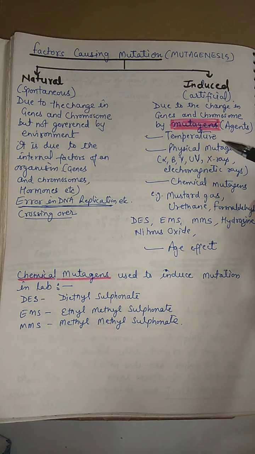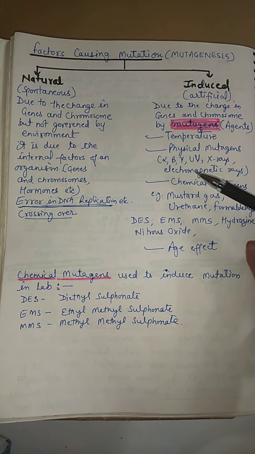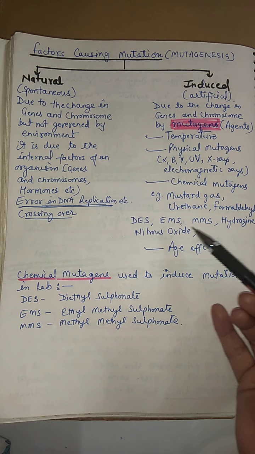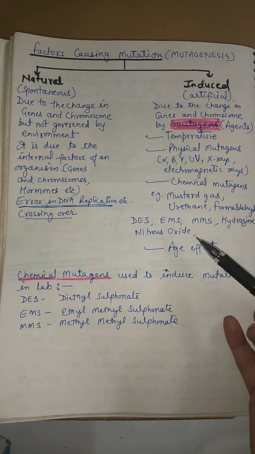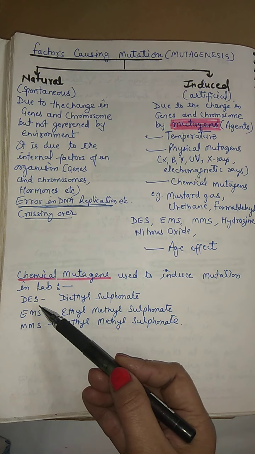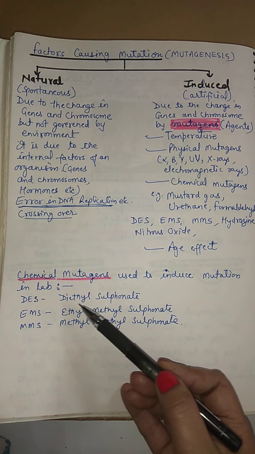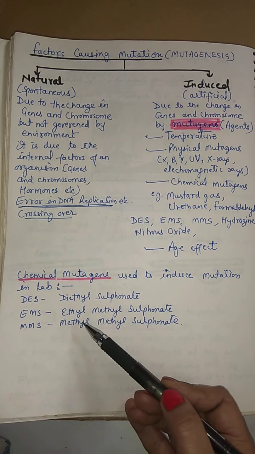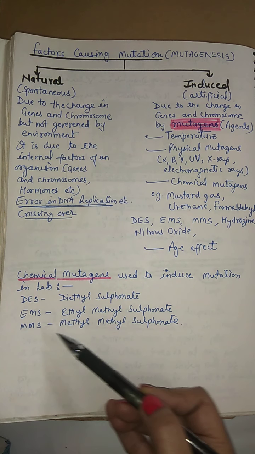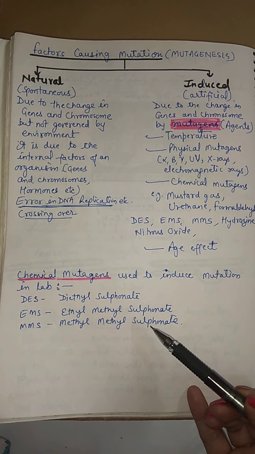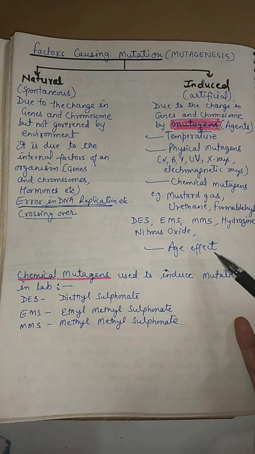Some mutagens are temperature, and physical mutagens like alpha, beta, gamma, UV rays, X-rays, electromagnetic rays. Some chemical mutagens are mustard gas, urethane, formaldehyde, DES, EMS, MMS, hydrazine, nitrous oxide, etc. The full forms, for your convenience: DES is diethyl sulfonate, EMS is ethyl methyl sulfonate, MMS is methyl methyl sulfonate. Some age factors also cause artificial mutations.